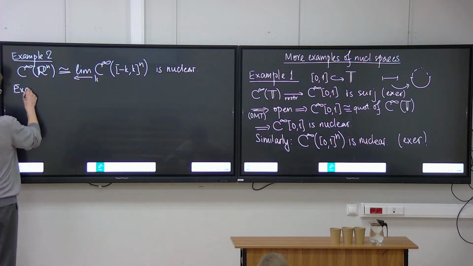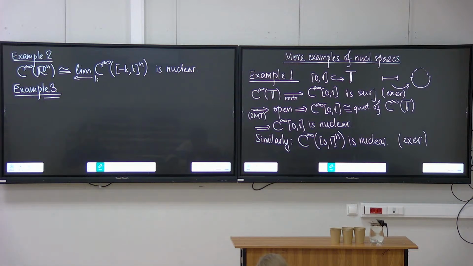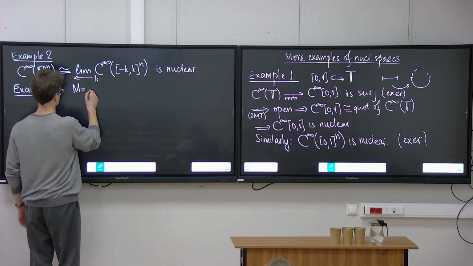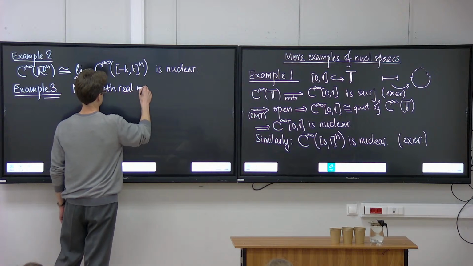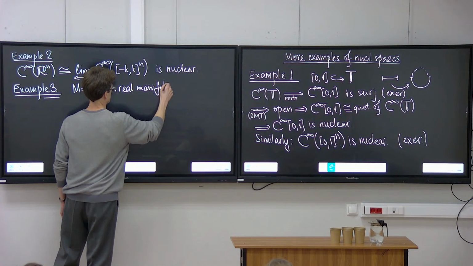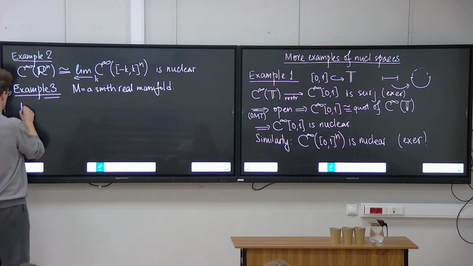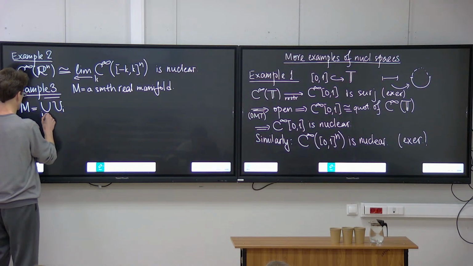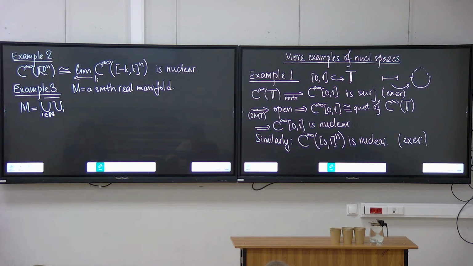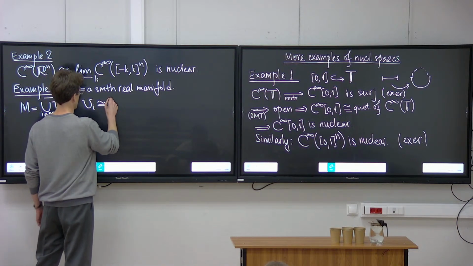Example 3. Example 3 generalizes example 2. Let's now take an arbitrary smooth real manifold M, and let's cover it by countably many open sets U_i, such that each of them is diffeomorphic to R^n.